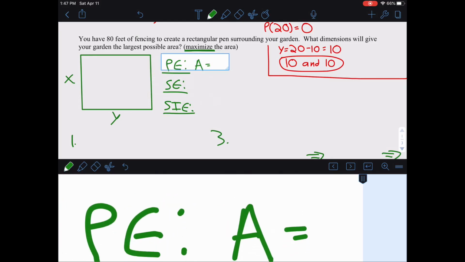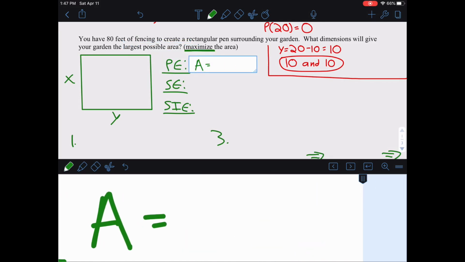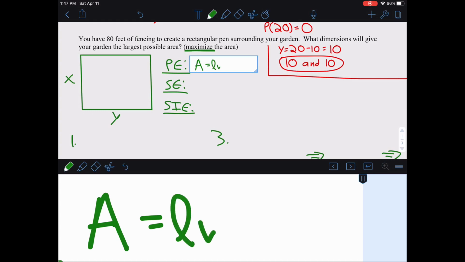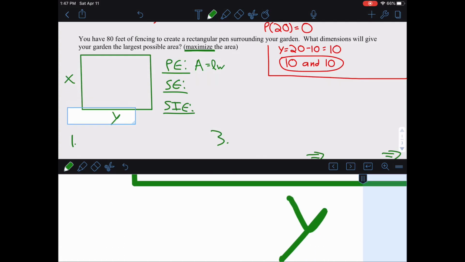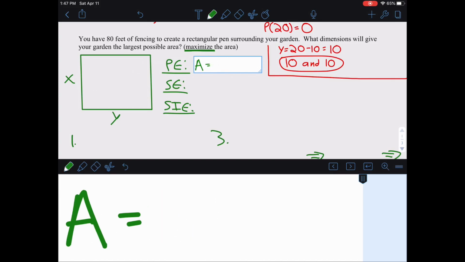All right, so my primary here, I'm trying to get the largest possible area, so area is going to be the output here. And how do I calculate area? Well, some of you would say length times width, and that would be perfectly fine, but those are not the labels in my work, right? So I'm going to go with X and Y. Okay, so that's my primary equation, right? Maximize the area of this rectangle.